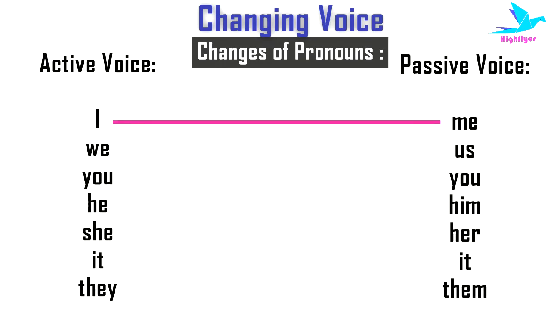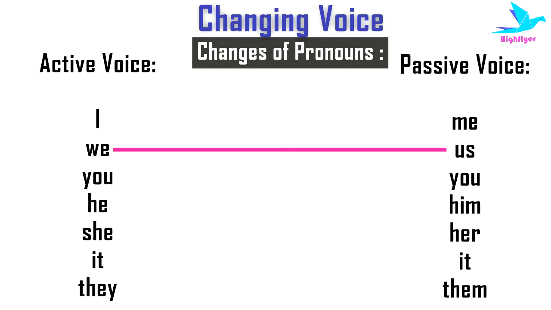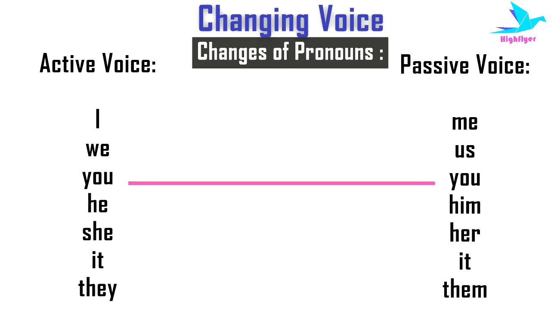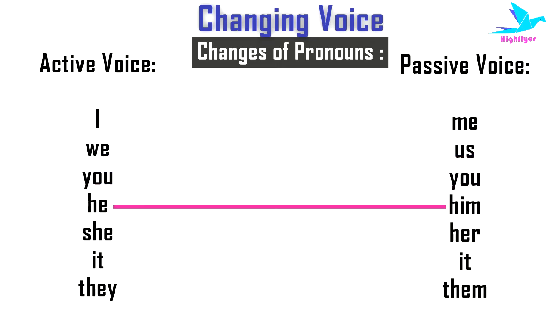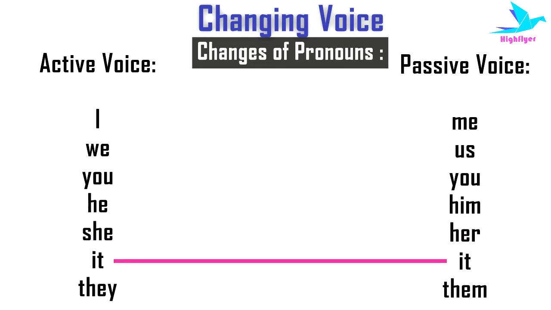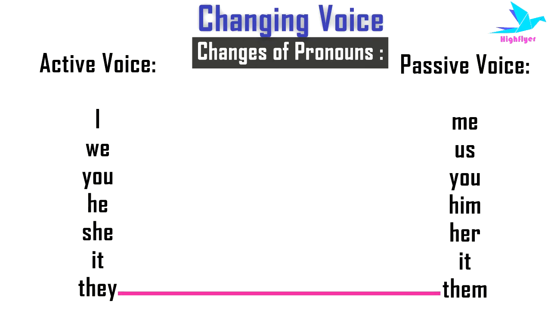Now let's see active and passive form of different kinds of pronouns. Like in active form, I becomes passive me. Active we becomes passive us. Active you becomes passive you. Active he becomes passive him. Active she becomes passive her. Active it stays as it in passive as well. Active they becomes passive them.